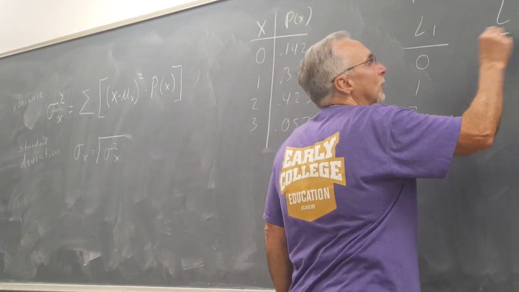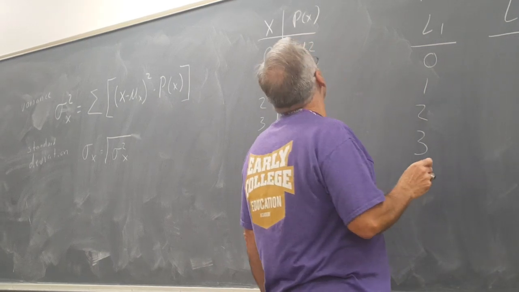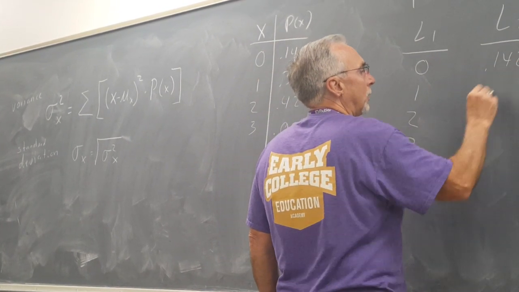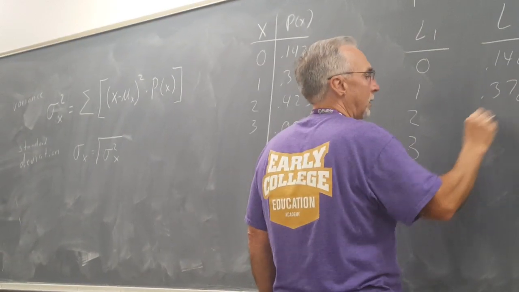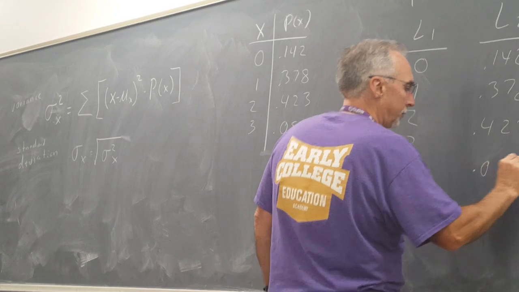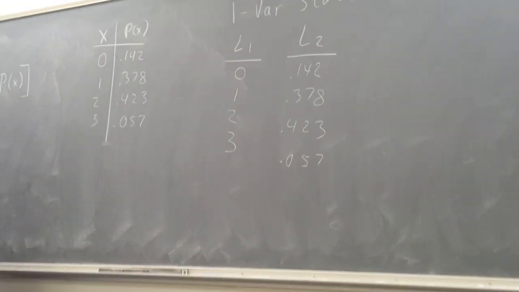So L2, or in your case L3, would be 0.142, .2378, .433. Everybody else have a calculator?